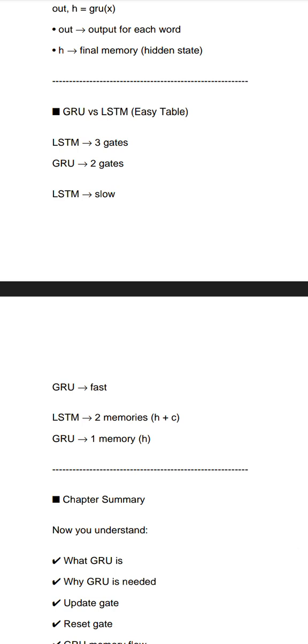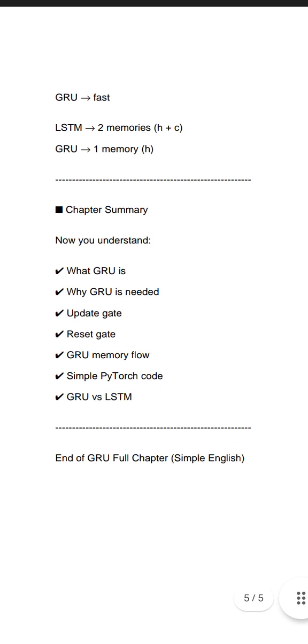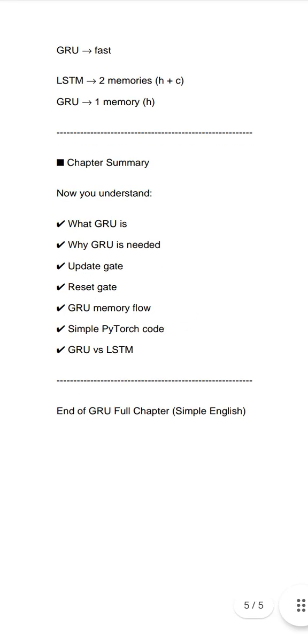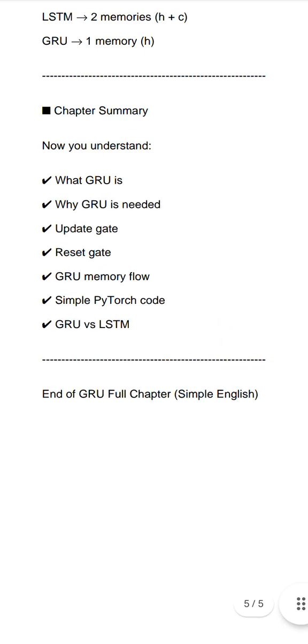LSTM has 3 gates, GRU has 2 gates. LSTM is slower, GRU is faster. LSTM has 2 memories, H plus C, and GRU has 1 memory, which is H only. Chapter summary: what is GRU, why GRU is needed, update gate, reset gate, GRU memory flow, simple Python code, GRU versus LSTM. End of GRU full chapter.